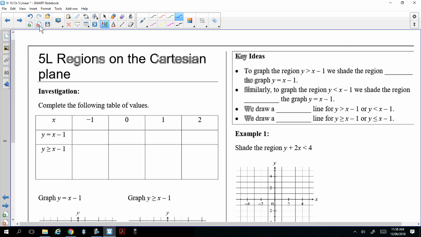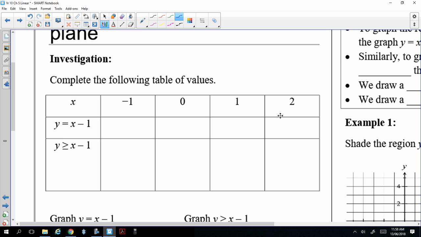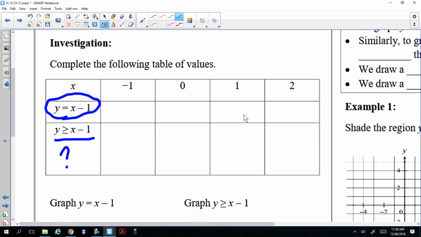Region, so we have to shade a region in a number plane. So what does it mean? The best way to understand this is to do a table of values. We know how to graph an equation. How do I graph an inequality on a number plane? That's what we're going to find out. To do so, we're going to do a table of values first.